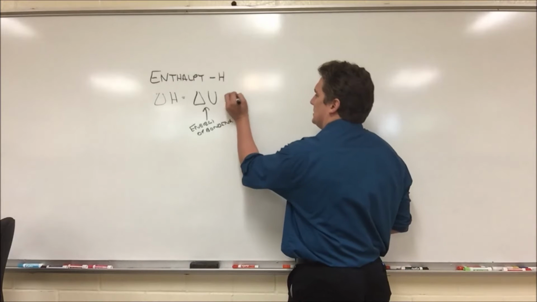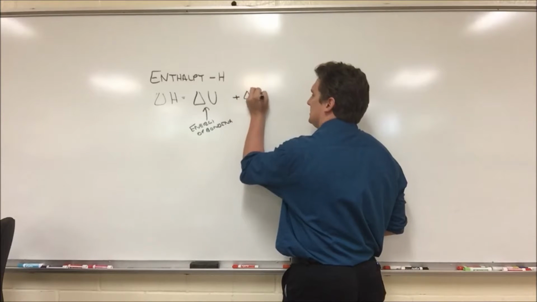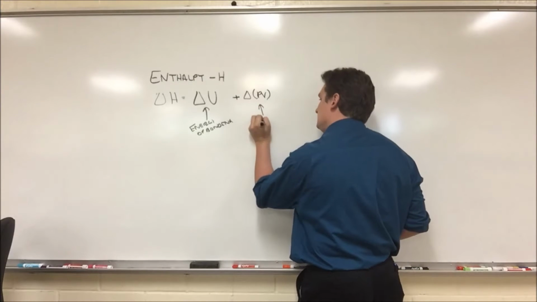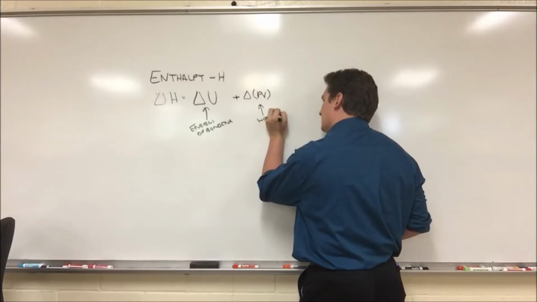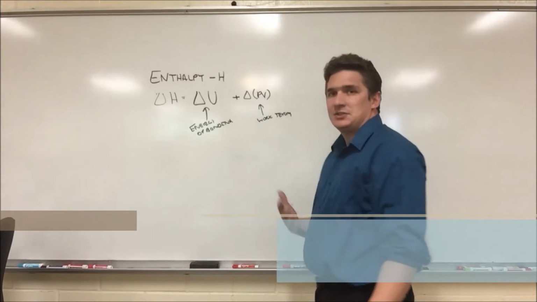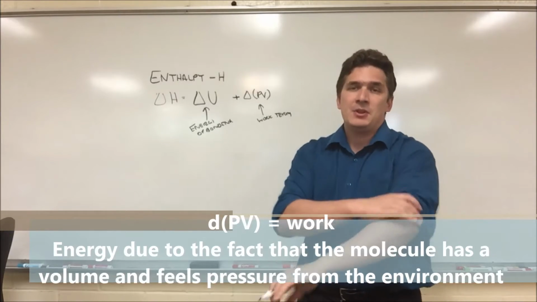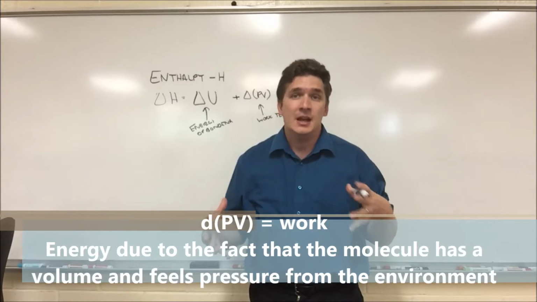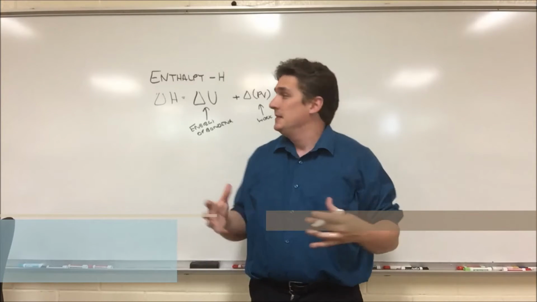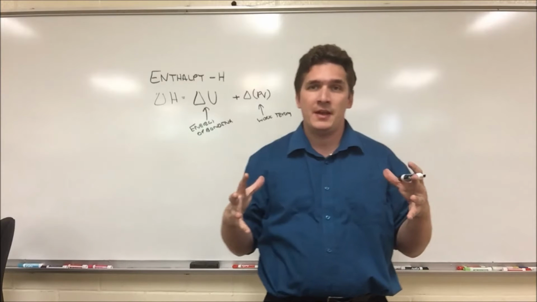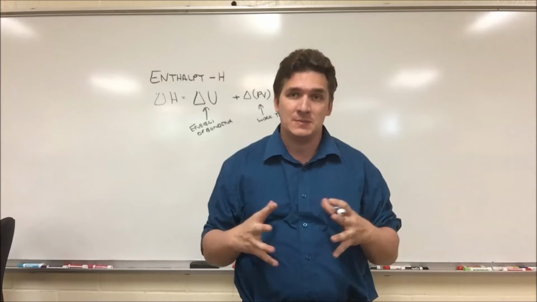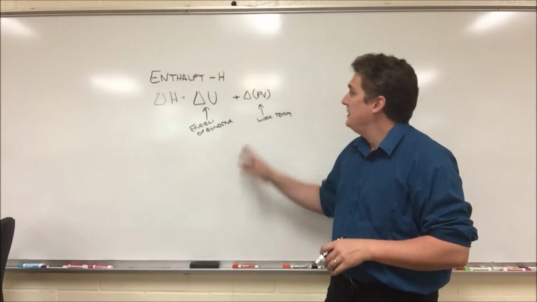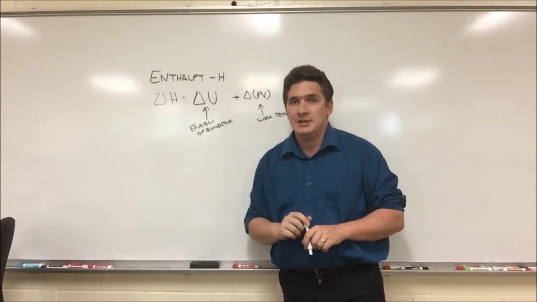We also have the delta PV terms, and this is called the work term. Now, this is going to describe the energy due to the fact that the molecule exerts a pressure against the environment, the environment exerts a pressure against it, and the molecule has a defined volume. This delta PV is the work that the molecule can do like a piston. So if it expands, it does work against the environment. If it's compressed, the environment does work against it. And this is going to be what wraps up into our delta H term.